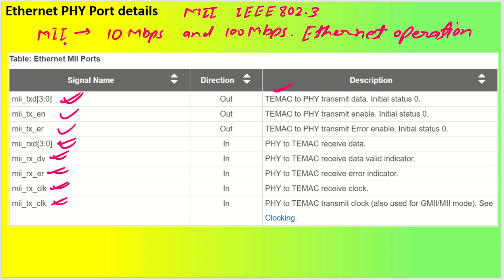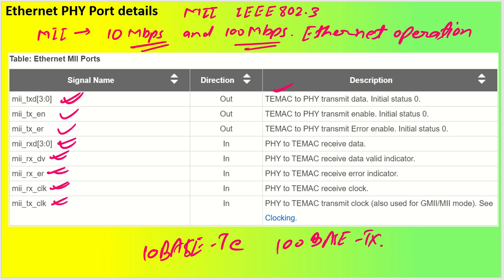The MII interface supports either 10 Mbps or 100 Mbps. That is the reason it is called 10BASE-T, or also 100BASE-TX. So for 10 Mbps it is 10BASE, and for 100 Mbps it is 100BASE.